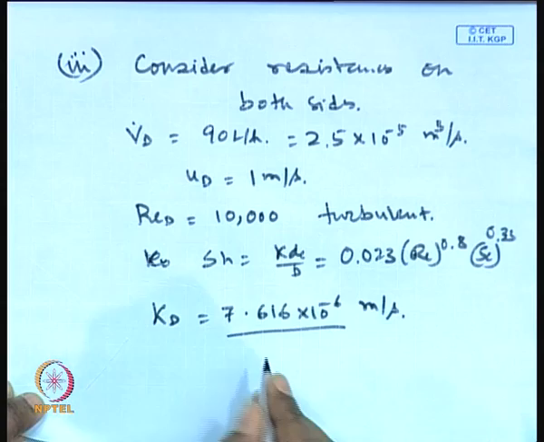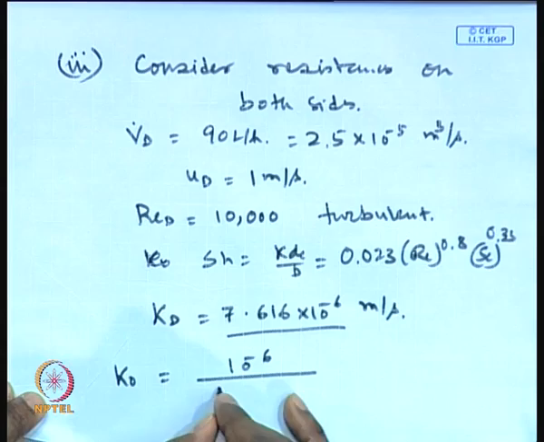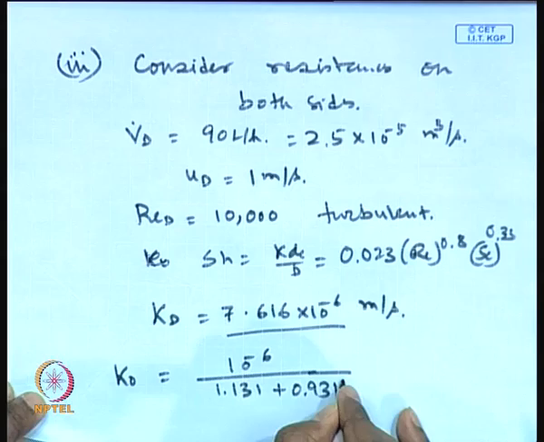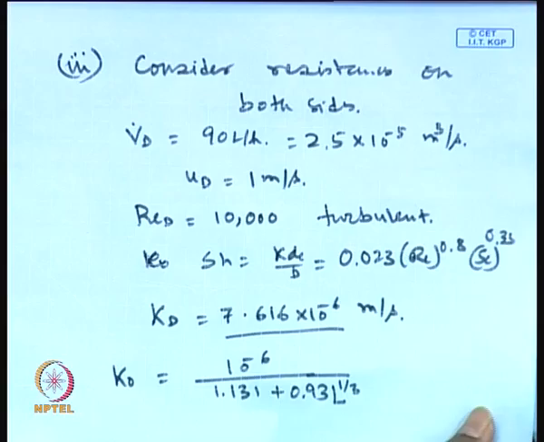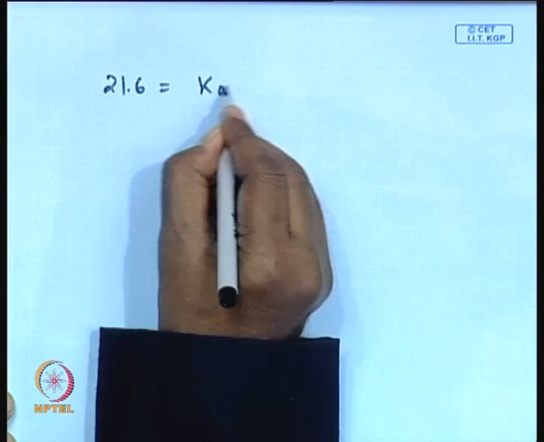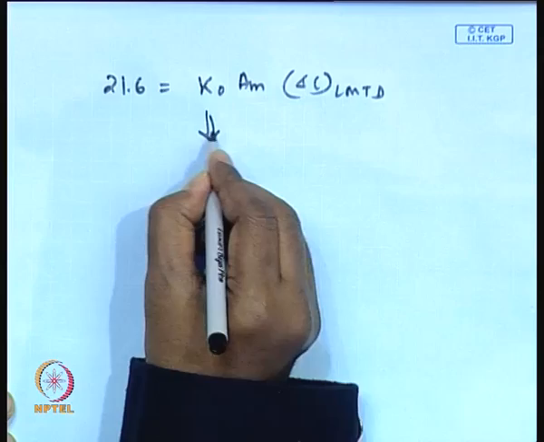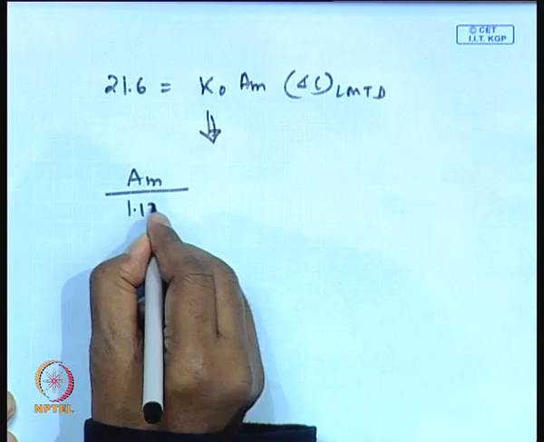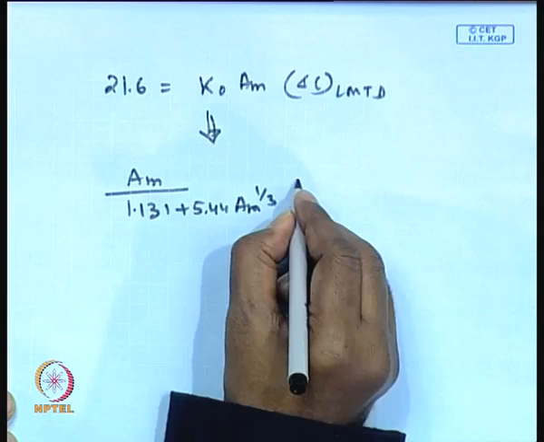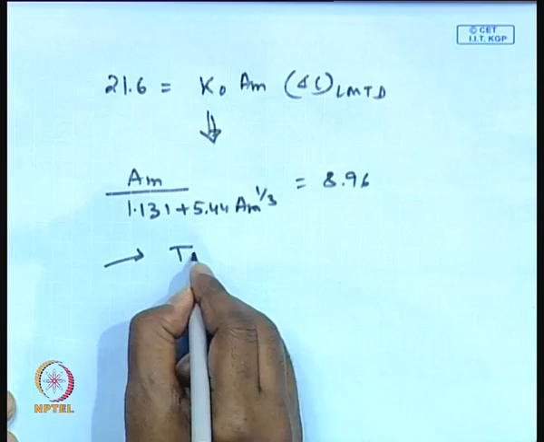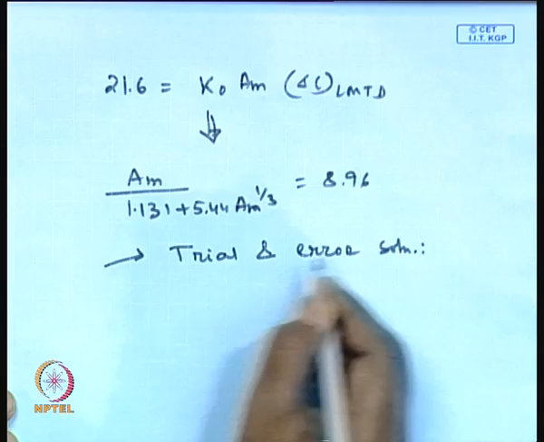Now, your overall mass transfer coefficient will be 10 to the power minus 6 divided by 1.131 plus 0.93 L to the power 1 upon 3 in this particular problem. Now, if you equate the 21.6 gram per hour to K0 A_m delta C_LMTD and simplify this, the final expression that you will get is A_m divided by 1.131 plus 5.44 A_m to the power 1 upon 3 is equal to 8.96. So, you can do a trial and error solution. Trial and error solution gives you A_m as 355 meter square.